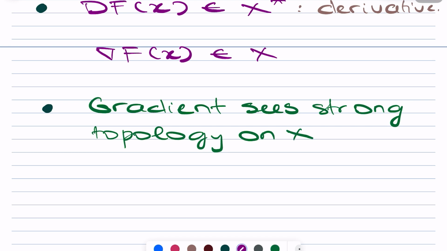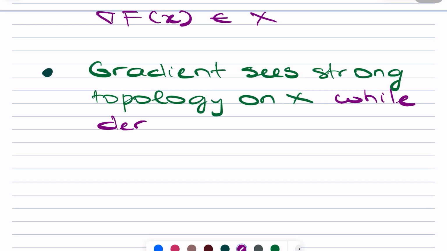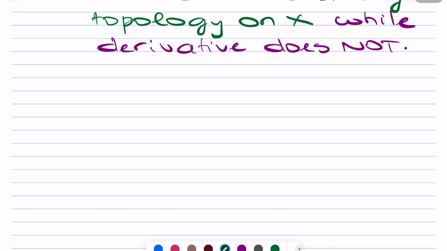While the derivative does not. Right, so an instructive example to kind of hammer this fact is the following. So let's have a look at this example, just to showcase the fact that the gradient is strong topology on the space X, but the derivative does not.